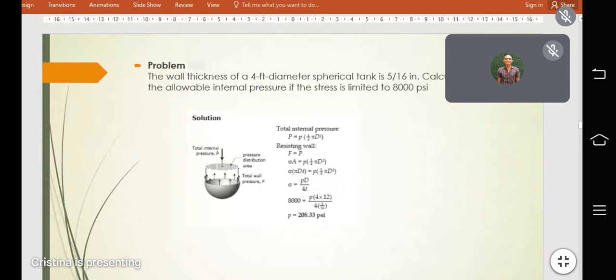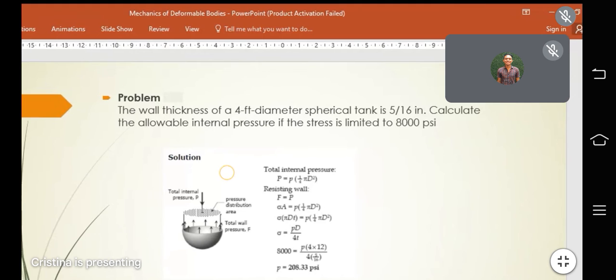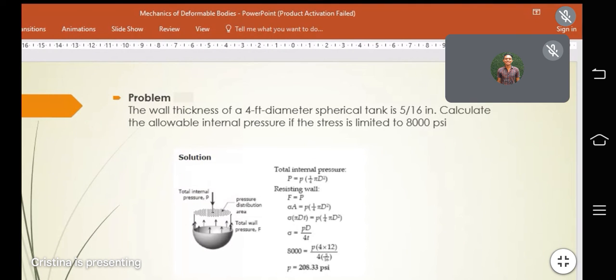So the wall thickness of a 4 feet diameter spherical tank. When it says spherical tank, automatically it's PD over 4t. The thickness is 5/16 inches. We are to calculate the allowable internal pressure if the stress is limited to 8,000 PSI. So we are looking for the allowed internal pressure.